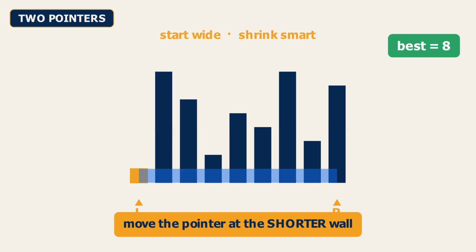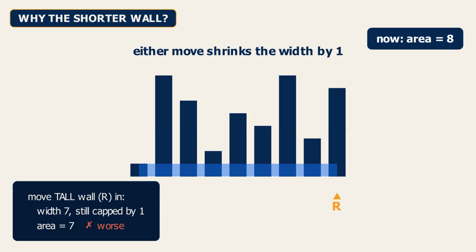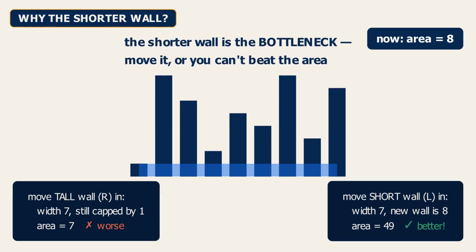It's guaranteed safe. Think about our 2 options. Whichever pointer we move, the walls get closer, so the width always shrinks by 1. Now, if we move the taller wall inward, the water is still capped by that same short wall, but with less width. That can only get worse. Never better, so there's no point. But if we move the shorter wall, we lose that same bit of width, and we finally get a shot at a taller wall, which could more than make up for it. Moving the shorter wall is the only move that can ever improve our answer. Everything else is throwing width away for nothing.